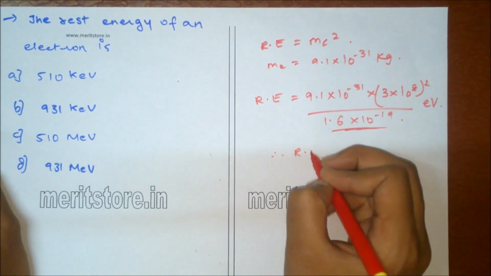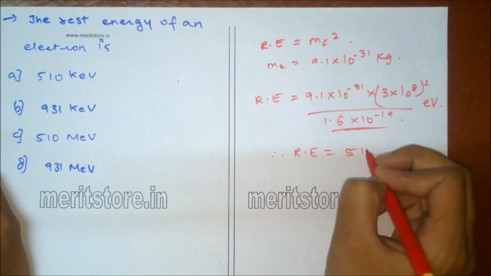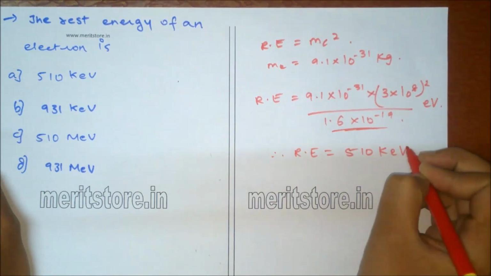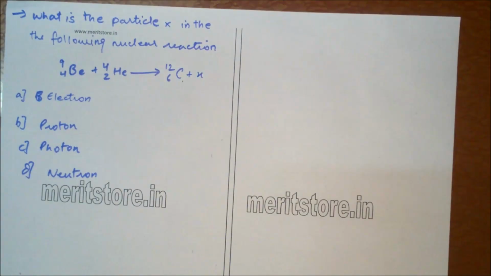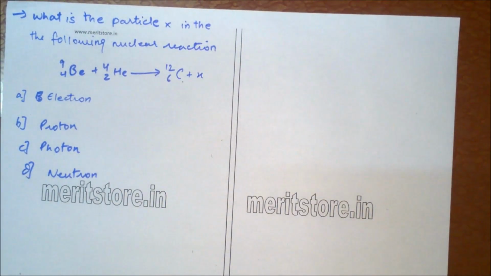Therefore, resting energy on solving, we get 510 kilo electron volt. Option A is the correct answer. What is the particle X in the following nuclear reaction? Beryllium plus helium will give carbon plus X.